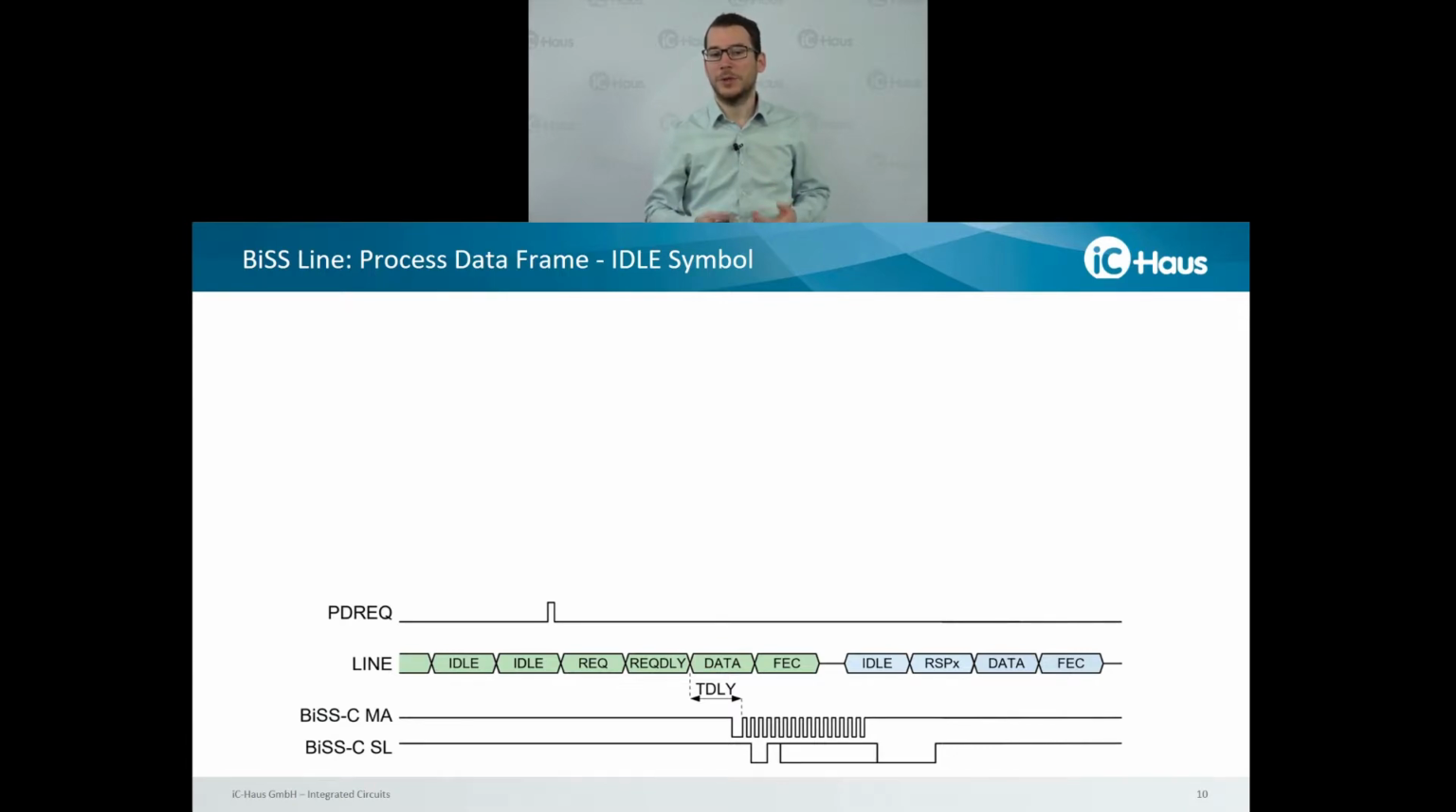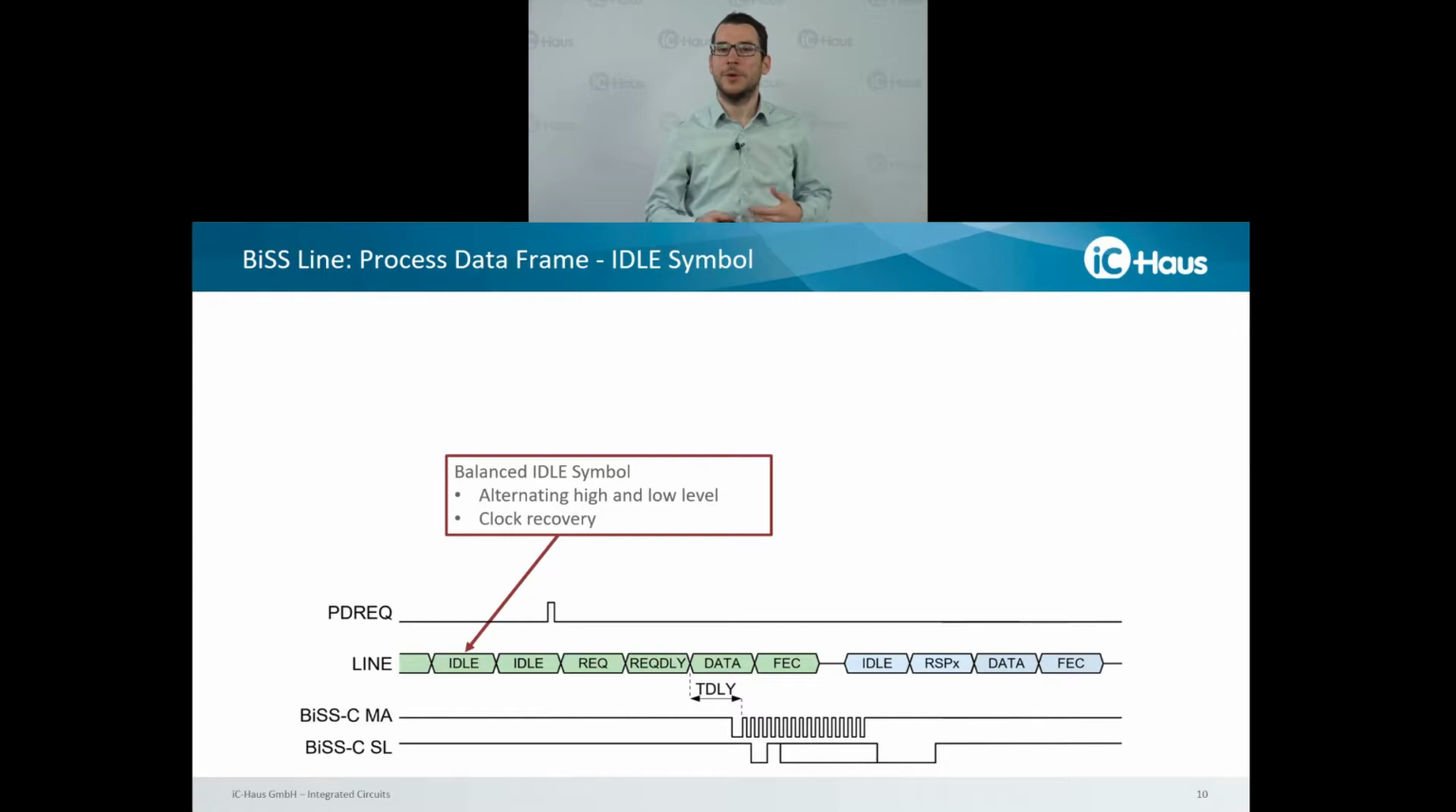Let's take a closer look at the process data frame. Here you can see a process data request event on the top, which is transmitted from a host microcontroller to the BiSS master. In the center, you can see the BiSS transmission between the BiSS master in green and the BiSS slave in blue. And on the bottom, you can see the transmission between the BiSS slave and the connected BiSS C sensor or actuator.